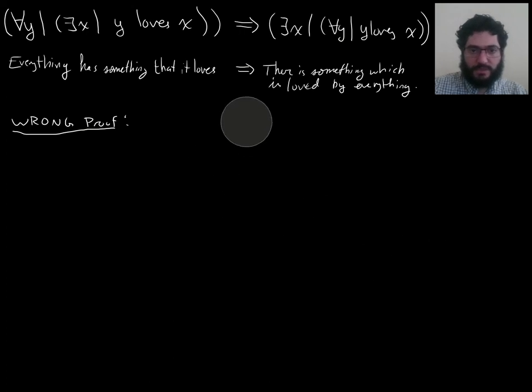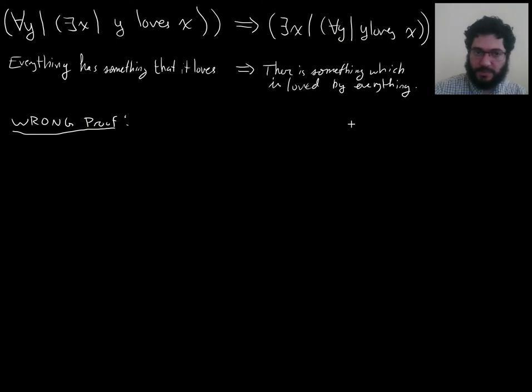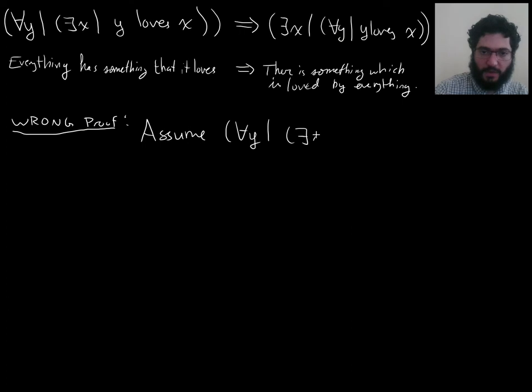So let's start with our wrong proof. It's an implication, so I'll assume the left-hand side. Assume that everything has something that it loves. So assume that for all y, there's something that y loves. Now my goal is to prove the right-hand side, that there is something which is loved by everything.